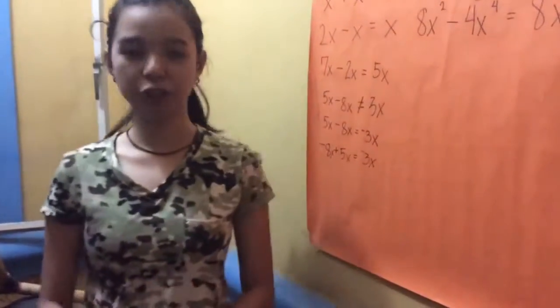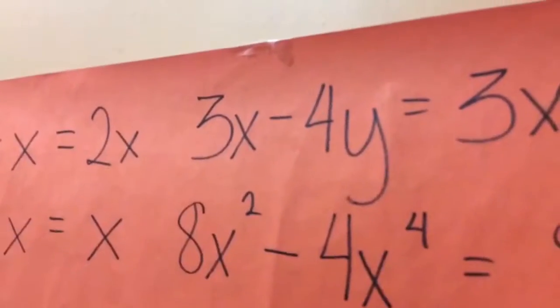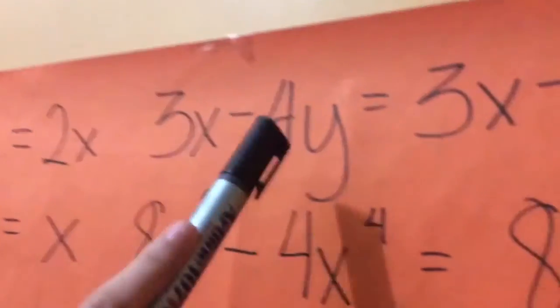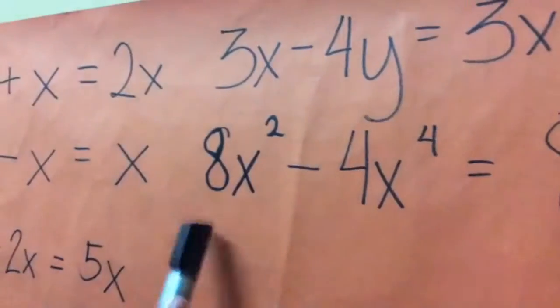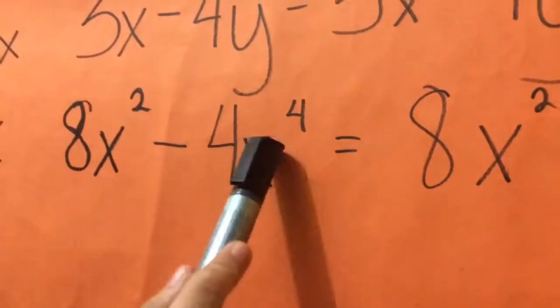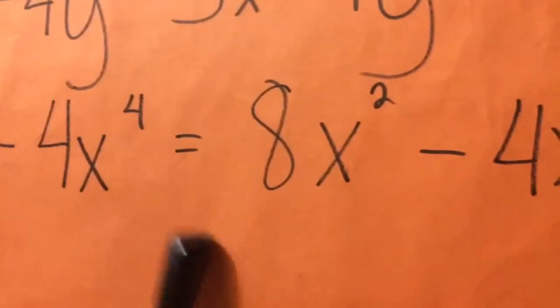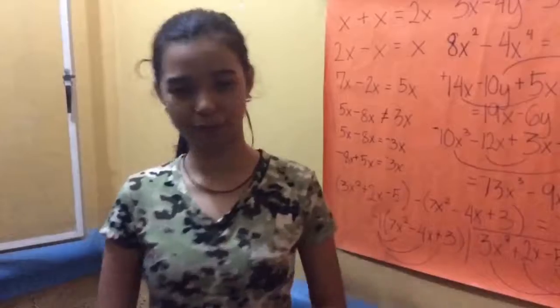Now, just like addition, you cannot subtract variables and exponents if they're different. For example, 3x minus 4y is equal to itself. And 8x squared minus 4x raised to the 4th power is equal to itself. Now, let's try subtracting like terms and unlike terms.